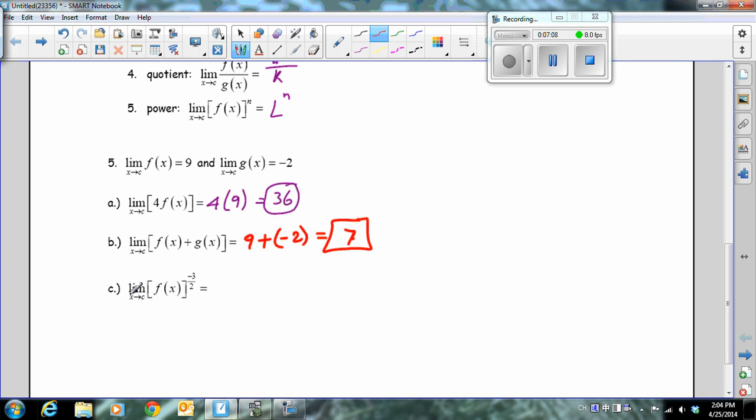The limit as x approaches c of f of x to the power of -3/2, where the limit of f of x is 9, so this will be 9 to the power of -3/2. Well, 9 to the power of -3/2 is the same thing as 1 over 9 to the power of 3/2, which is 1 over 3 to the power of 3, since the square root of 9 is 3. 3 to the power of 3 is 27, so it's 1/27.